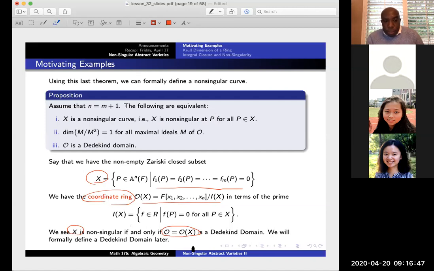Remember, I started everything a couple of weeks ago with this Grothendieck philosophy, that we can either look at the variety X or we can look at this ring O. Now we've translated the whole question of being non-singular into a statement about this ring. But I want to emphasize that this is if and only if: X is non-singular if and only if the coordinate ring is a Dedekind domain. We're going to come back and formally define Dedekind domain later, but if you want, you can simply say it's a ring that satisfies a property like this. We have to be a little bit careful about what this means, but we'll talk about it in more detail a little bit later.